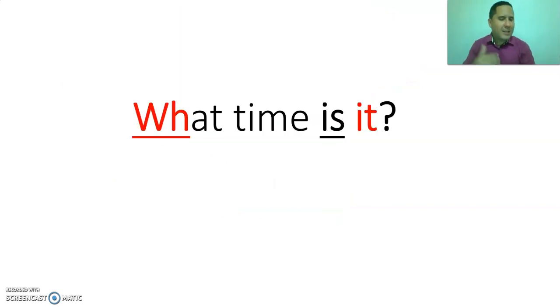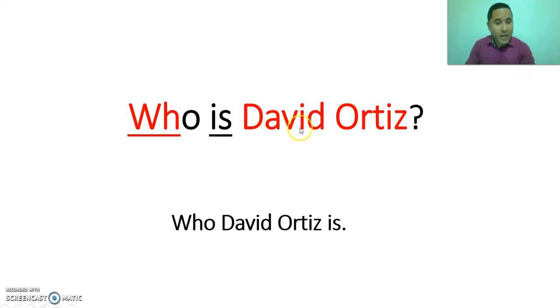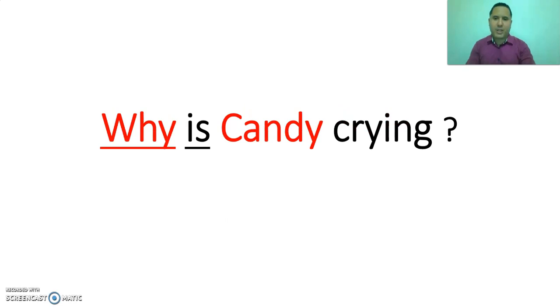Next one. What time is it? WH question, verb to be, and subject. So, if you prepare that question for an indirect question, it is, what time it is. Number three, who is Davy Ortiz? Who Davy Ortiz is, because the whole name and last name is the subject of the question. So the verb to be goes after, just right after the subject.